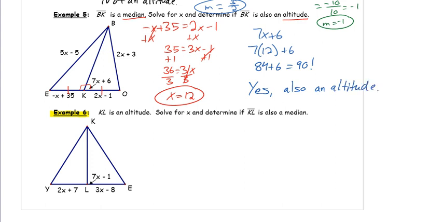Example 6 that I'm going to have you do in class is kind of the opposite of what we just did. I tell you it's an altitude. You're going to solve for x, and then you're going to determine if KL is a median. So save that one for tomorrow. You can look ahead at it, you can try it, but be ready to work on that one in your groups tomorrow. See you guys.